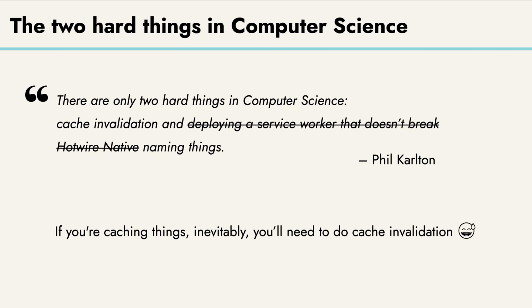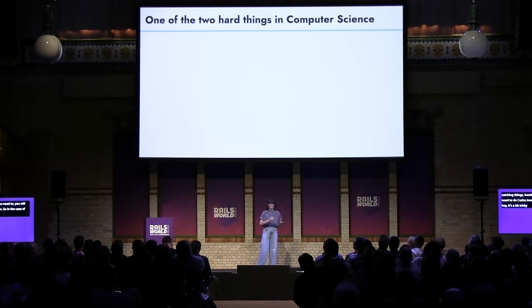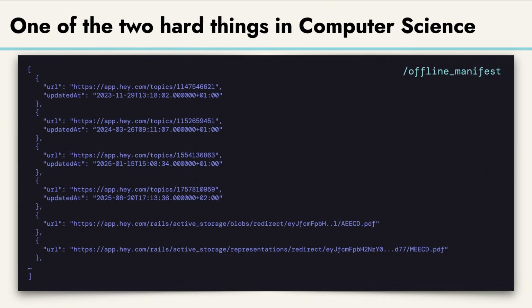If you are caching things, inevitably you will need to do cache invalidation. In the case of Hey, it's a bit tricky because we are caching things before the user sees them. For example, if you have an email that you are caching and a new reply arrives, we want to refresh that to show you the very last version. Or if you delete an email, we don't want to cache that email anymore. So we have to do this out of band without the user doing anything. After some trial and error, I got this implemented in this way.